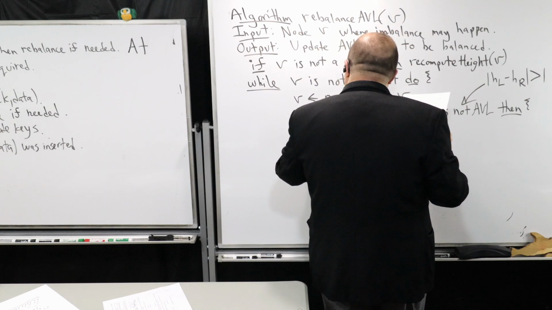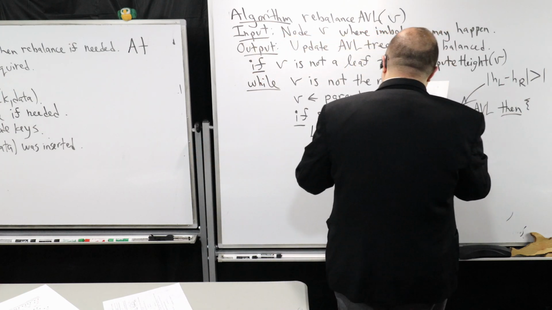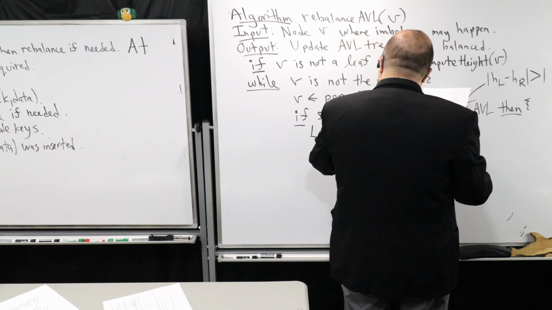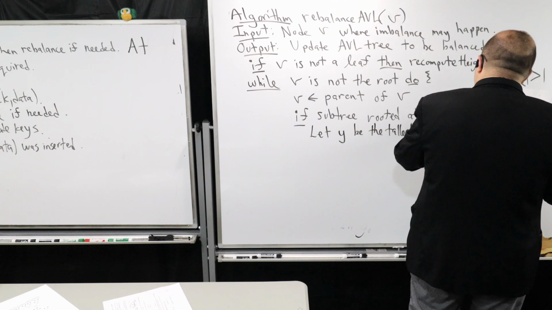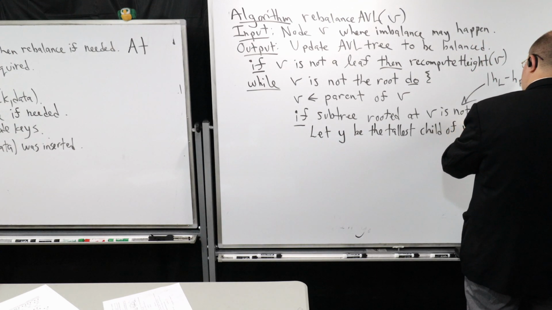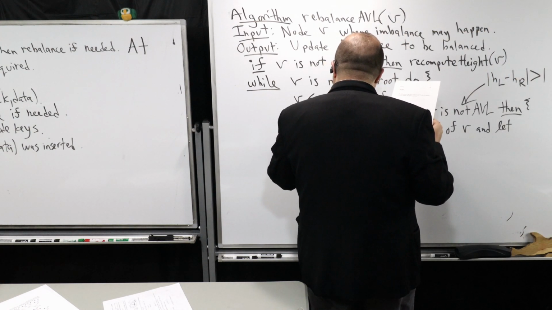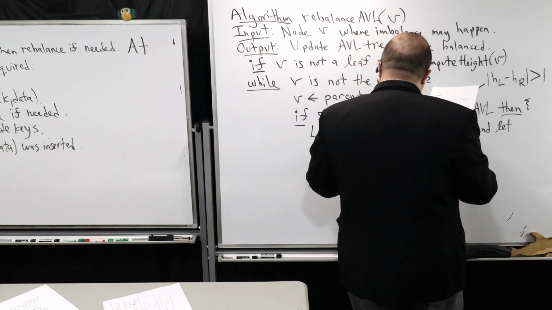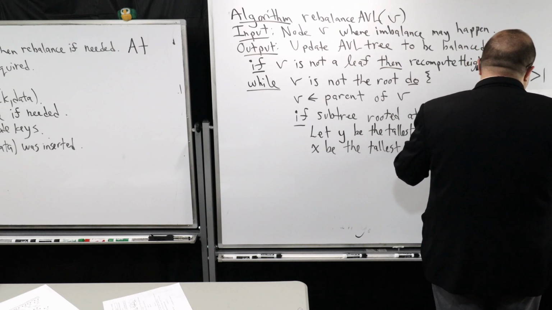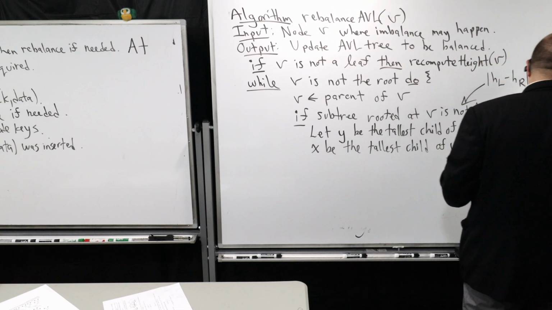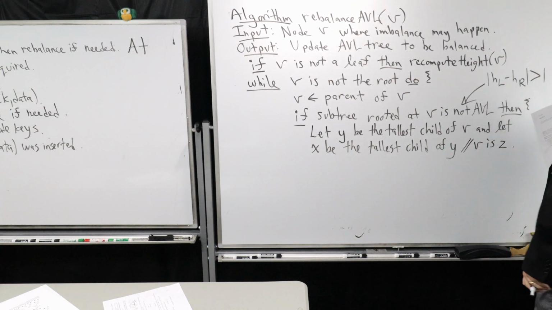So, just like we talked about, now I need to figure out what kind of rotation I need to do. So let y be the tallest child of v, and let x be the tallest child of y. Just to remind you, v is z in our discussion at this point.